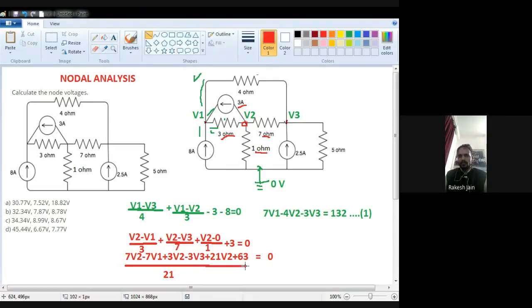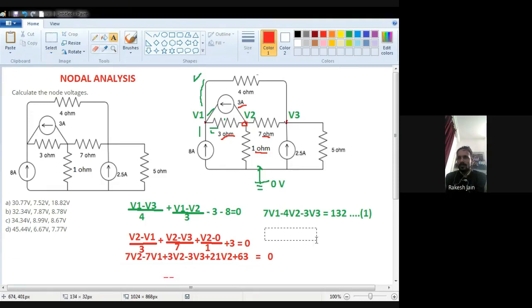Once again I repeat, we have the LCM of 21, so 3 7s are 21, so 7V2 minus 7V1, then 7 3s are 21, so 3V2 minus 3V3, then V2 upon 1, so 21 times it will multiply, so 21 V2, then 21 directly multiplied with 3, so 63, then equal to 0. Because at the right hand side 0 will be there, there is no meaning of writing the 21 at the denominator.